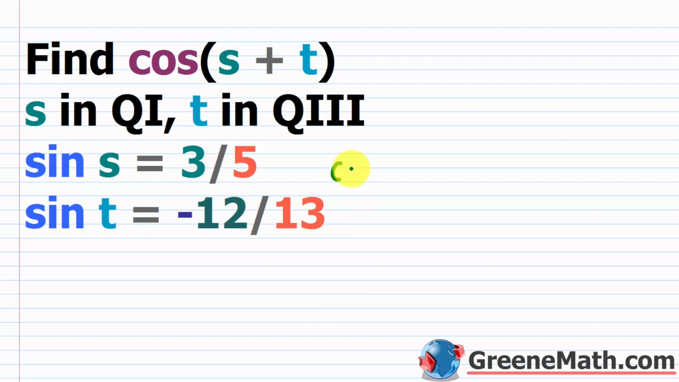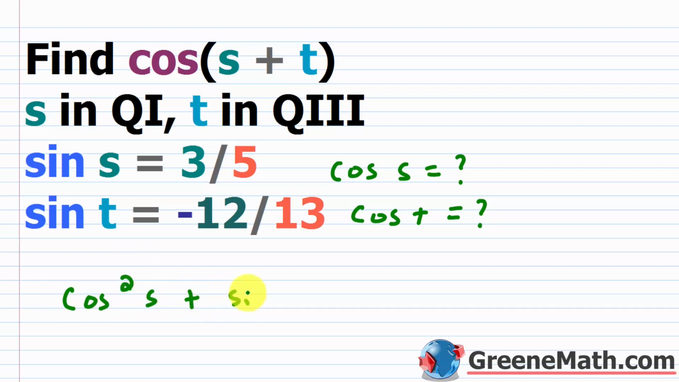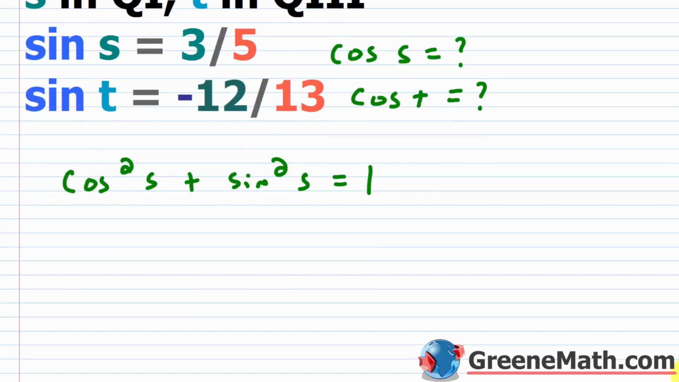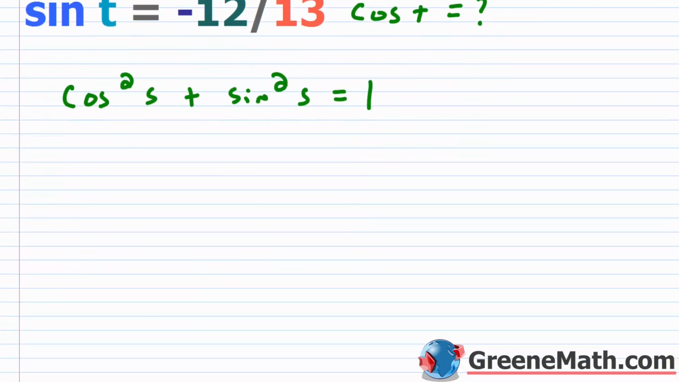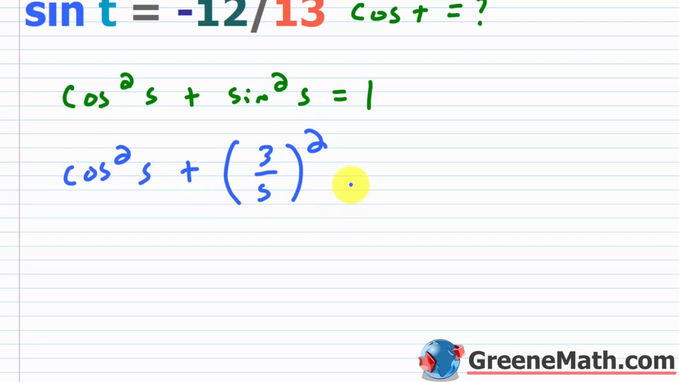So the first thing we want to do is find the cosine of s, and the cosine of t. One way you could do this is to use your Pythagorean identity. Remember, cosine squared of s plus sine squared of s is equal to 1. If I plug in for sine of s, I can figure out what cosine of s is. So let's scroll down. We'll come back up. This is 3/5, and remember, this guy is squared. So I'm going to plug in 3/5 here and square that. Plus you have your cosine squared of s, and this equals 1.